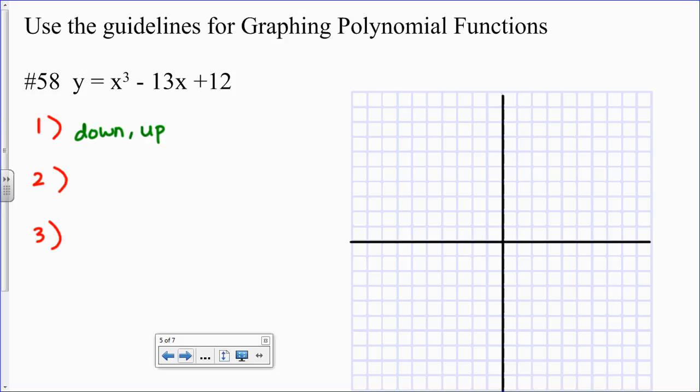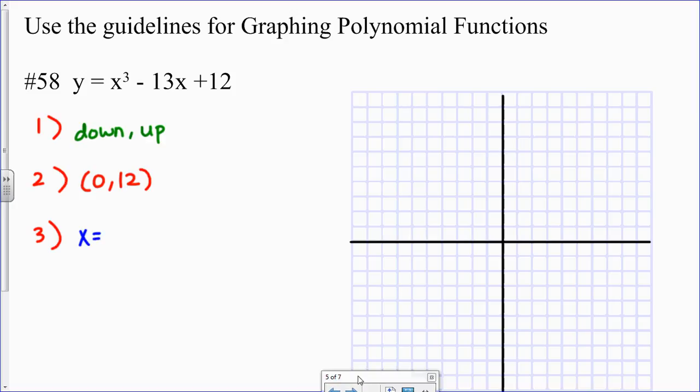Second thing is the y-intercept. So when it's in standard form, it's just our constant at the end. So my y-intercept is 0, 12. And then I need to find the zeros. So it does not factor because this is not a quadratic and it's not in quadratic form. So I have to do the p's over q's.